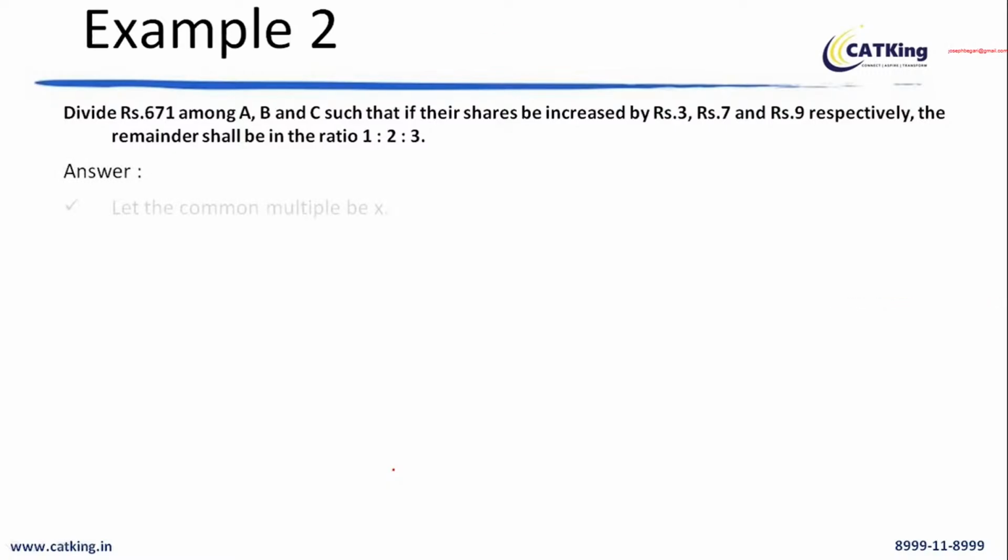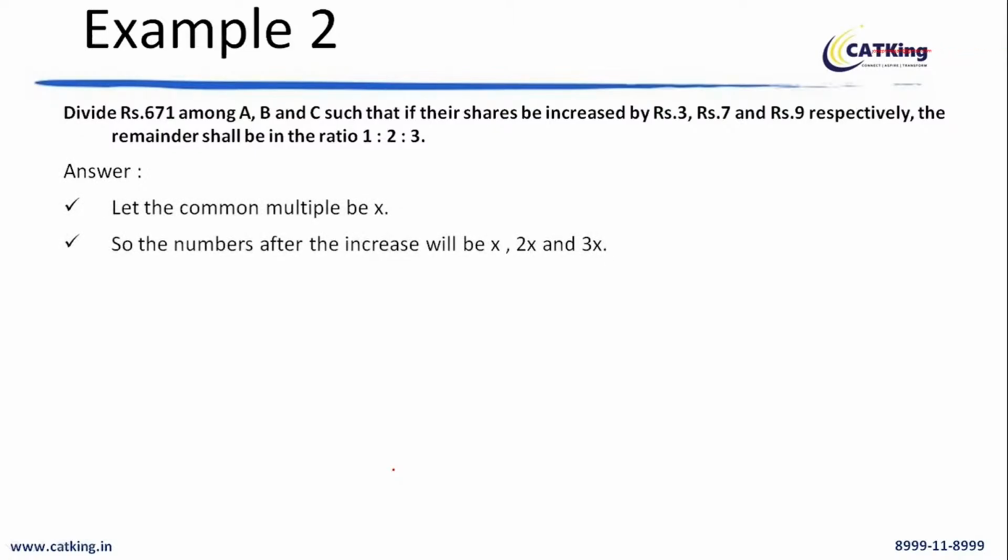Alright, so we'll take the common multiple to be x. Now, after the increase, the numbers will become x, 2x and 3x. उनको जो शेयर्स मिल गया उसके बाद A में 3 रुपये डाल दिया, B में 7 और C में 9. उसके बाद the ratio will become 1:2:3. So the numbers after the increase will be x, 2x and 3x.